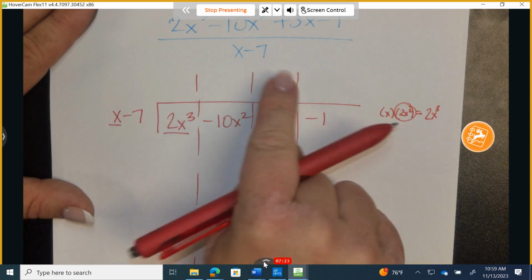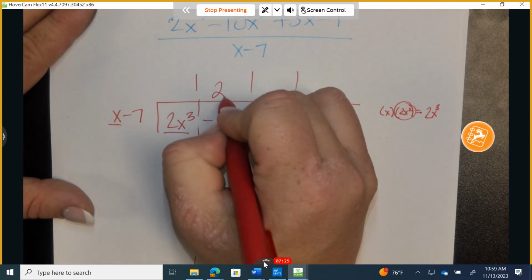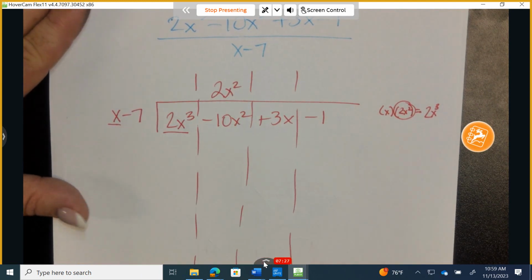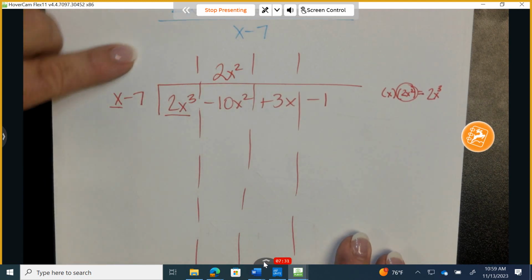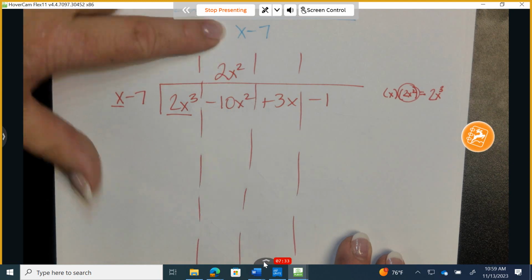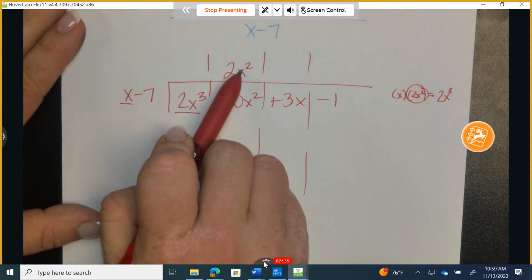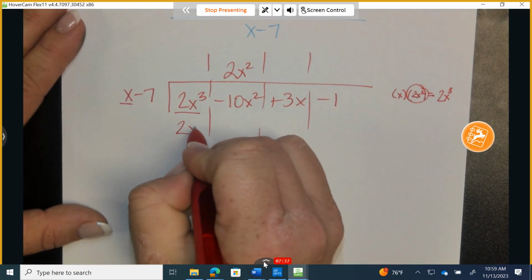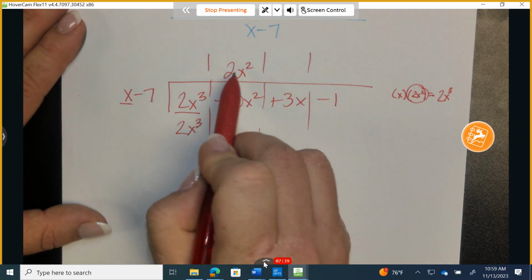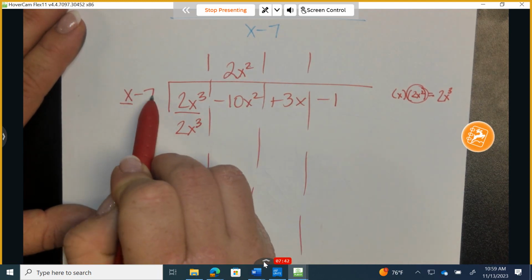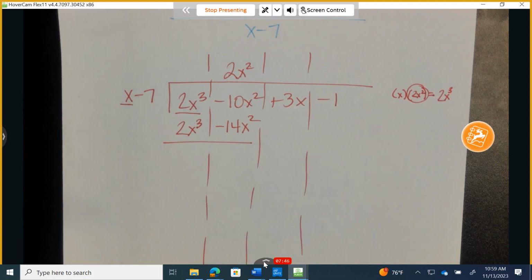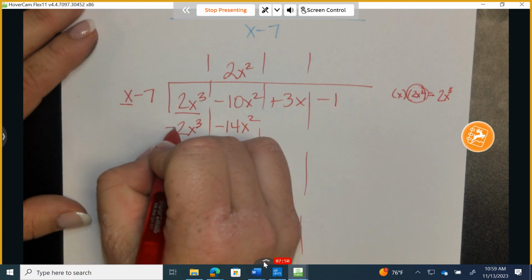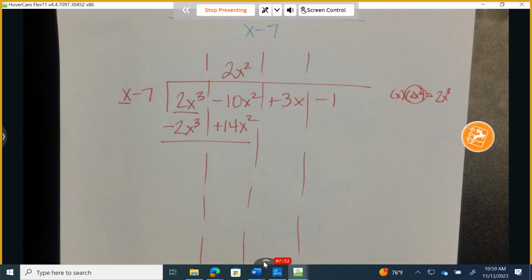So 2x squared needs to go into the second column because only x squared are in this column. Now when I distribute, I always start on the outside first and place it, and then go to the inside. So 2x squared times x is 2x cubed. 2x squared times -7 is -14x squared. Everything on the second row changes signs, becomes a negative and becomes a positive.